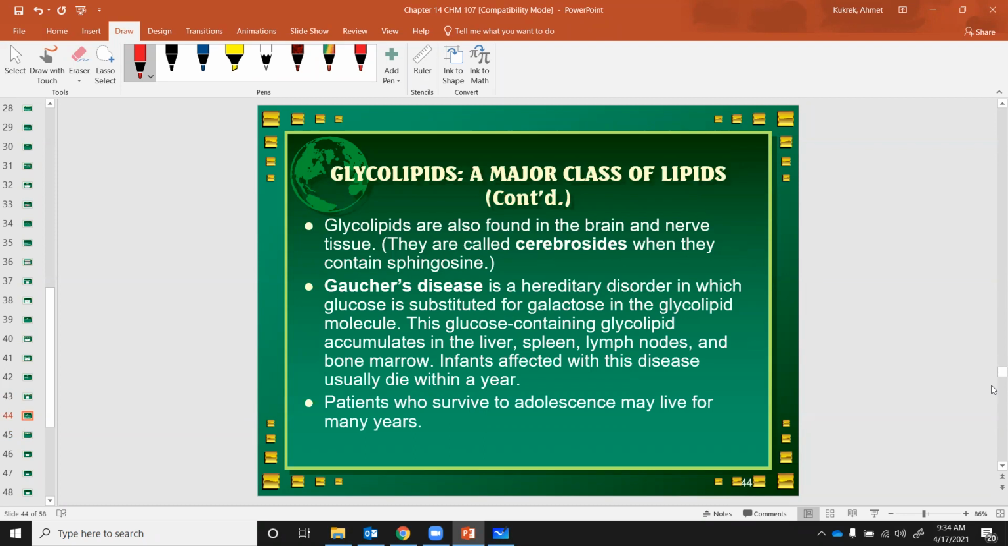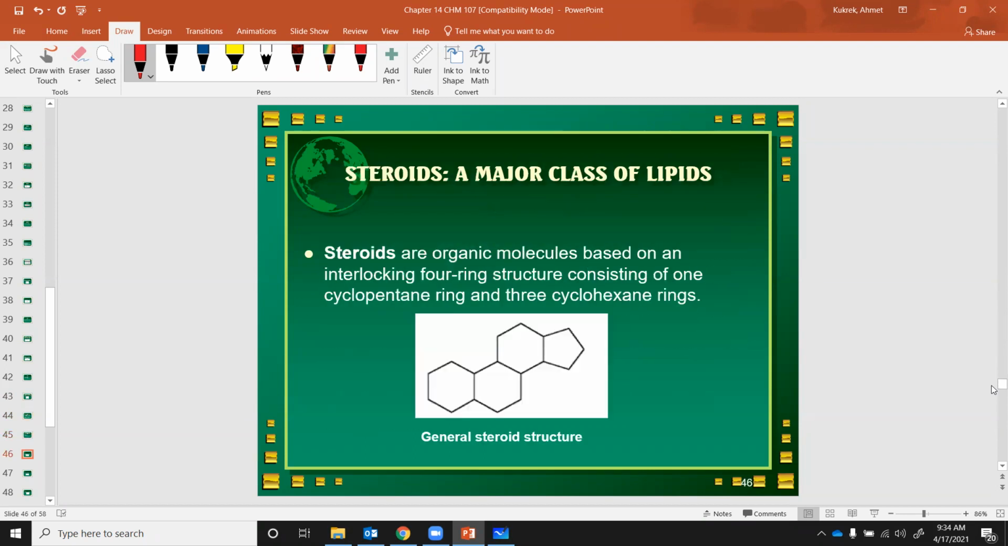So now, I'm done with the fats, the lipids that contain fats. But we are going to have lipids, if you go back to my table again, that don't have fats. So these are no fat, but we're still going to call them and classify them as lipids. And the first one is steroids. So what are the steroids? Steroids are organic molecules based on an interlocking 4-ring structure.